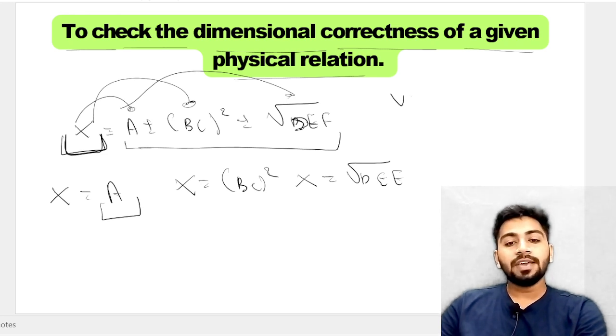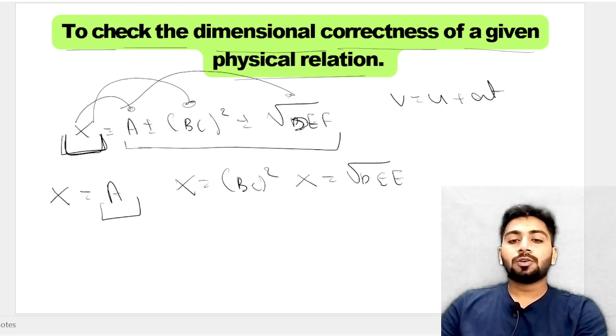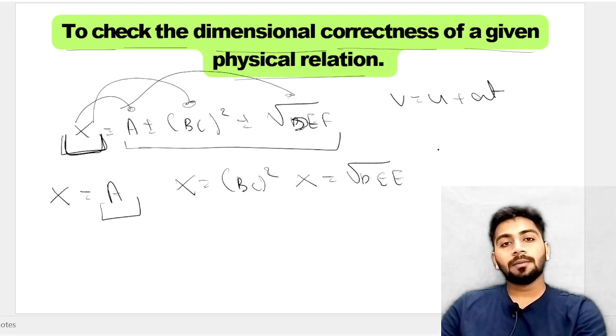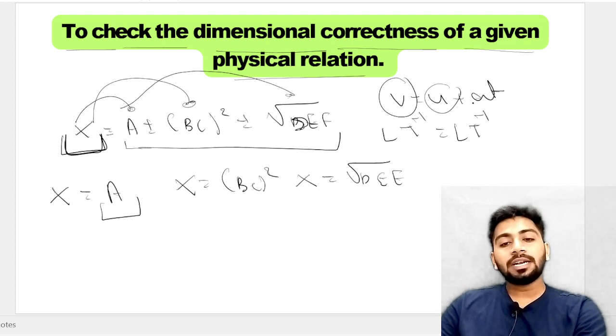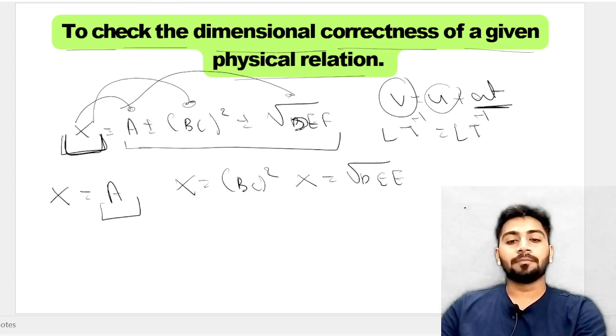Example, V is equal to U plus AT. This is your famous velocity formula. Now, velocity is what? This one is velocity. This is also velocity. This is also velocity. Same, right? Now, but here you have acceleration and time. Acceleration is what? Acceleration means this one.